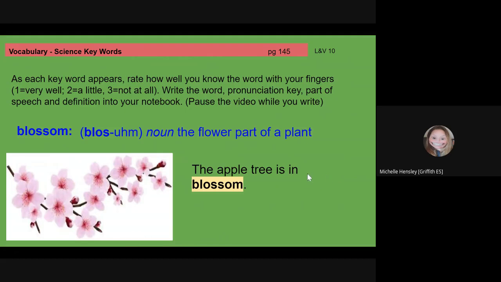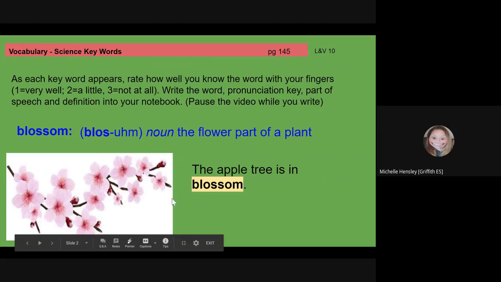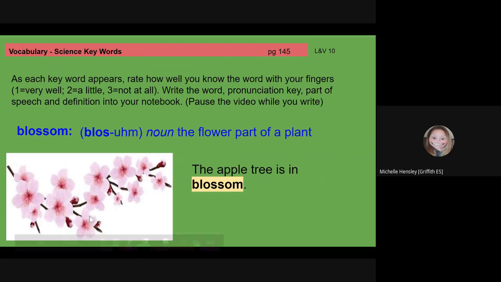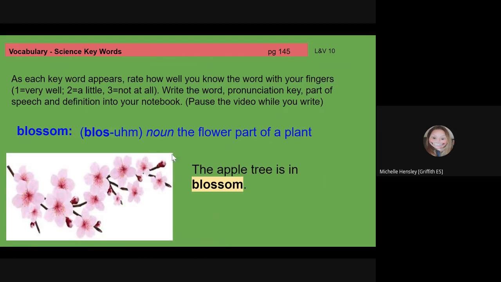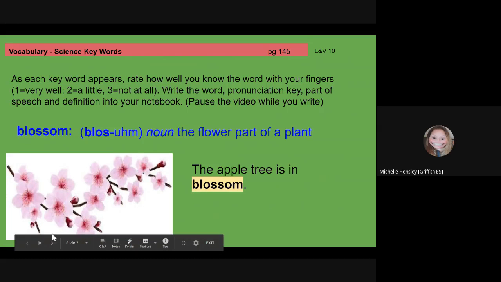The apple tree is in blossom. Okay? That means that these are what the apple blossoms look like. So when you see a flower, it is a blossom. That's the part of the plant it is. If you need more time to write down blossom, go ahead and pause the video here. We're going to move on to our next word.